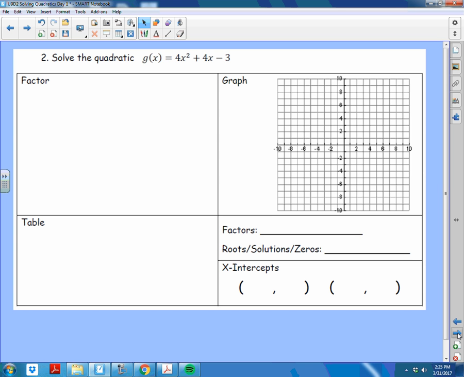Don't forget to change your table set back to 0 before you get too invested in the next one. Remember, anytime you change that table set, you want to go back.